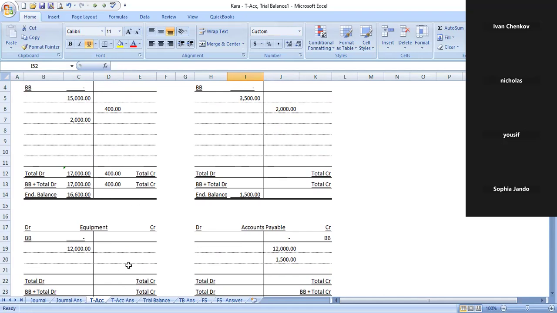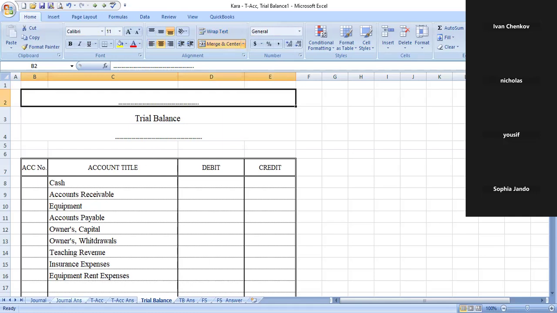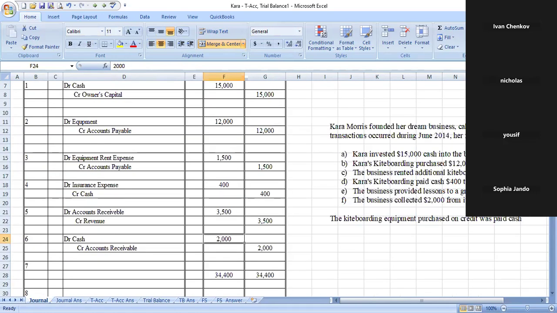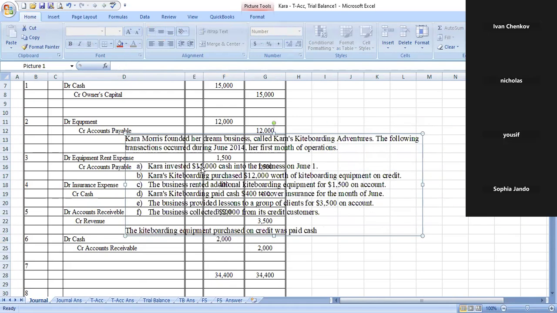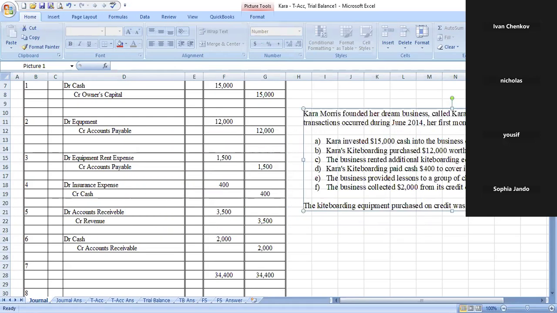Now, once we do this, we can go to the trial balance. There's a worksheet that says trial balance. Click on that trial balance, and let's see what's going to happen now. First, we have to put the name of the company. This company name was Cara Kate Adventures. So I'm going to get this name from the Word document, which I have open.